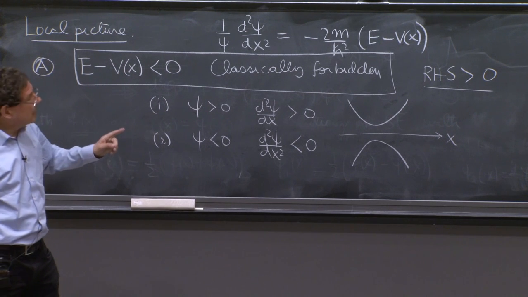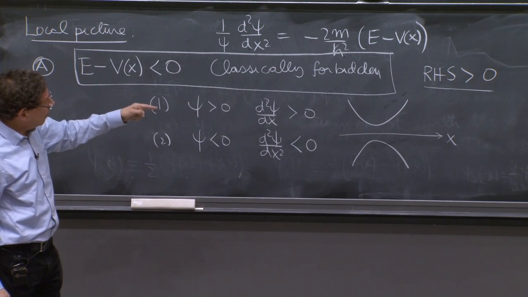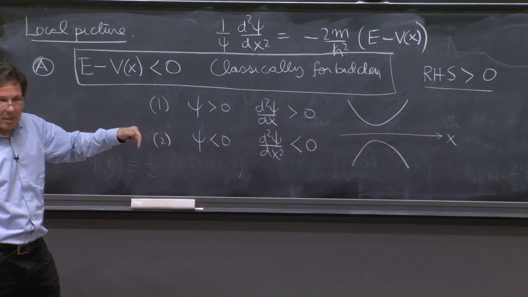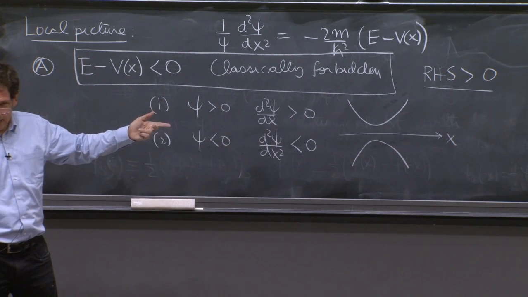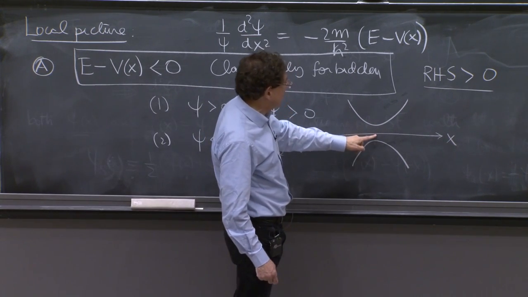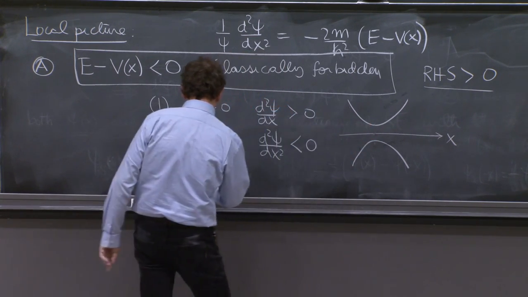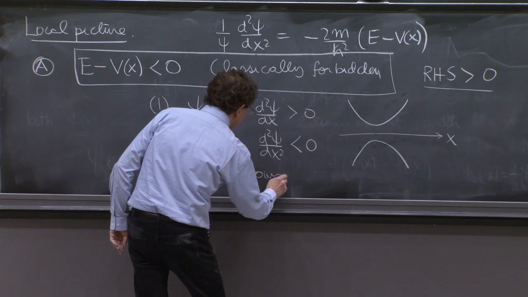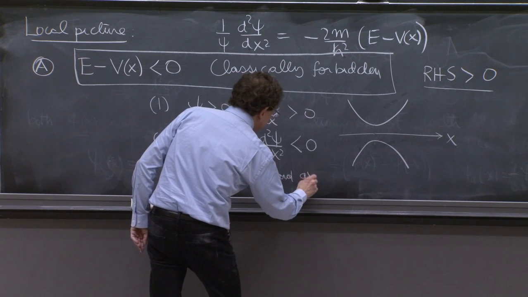But this is easy to say in words. It is a shape that is convex towards the axis. From the axis, it's convex here and convex there. So convex towards the axis.